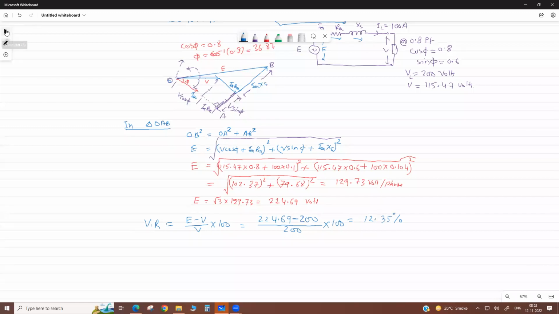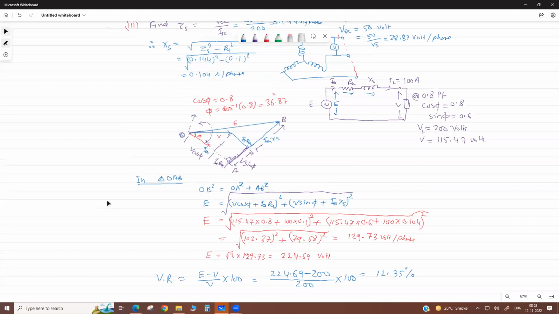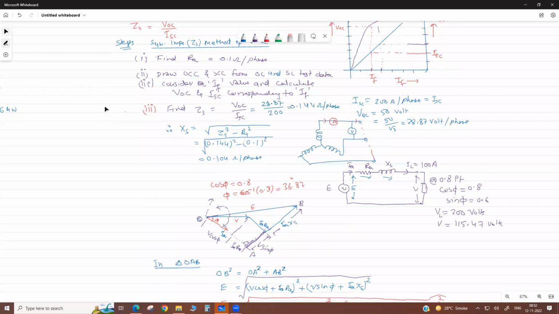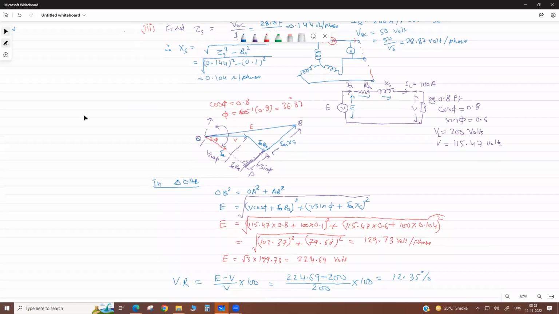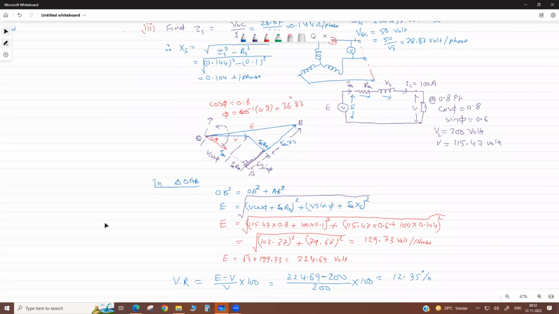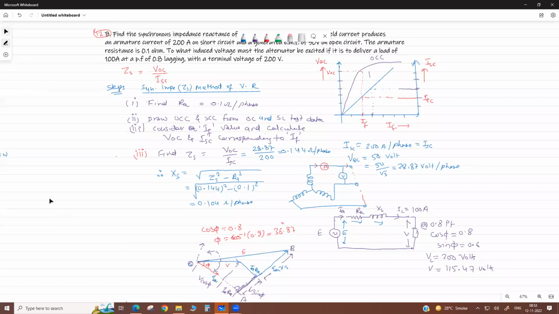So this is the method. Now this is the fourth step. Fourth, fifth. Now we can calculate. This will be your fourth. We find E, then fifth, you can calculate the voltage regulation. So these are the steps of voltage regulation by the indirect method.